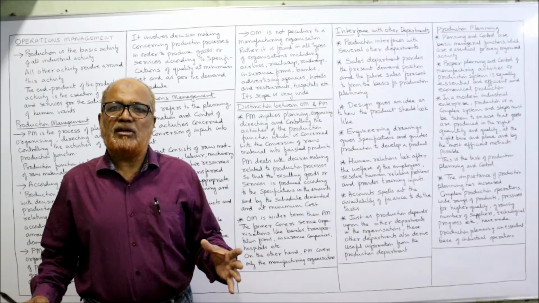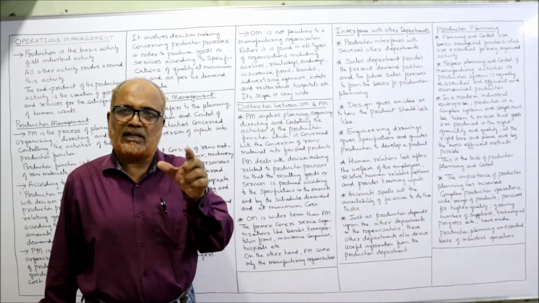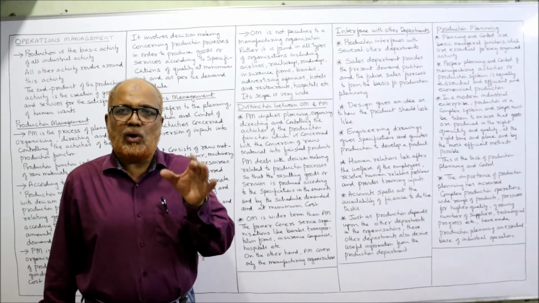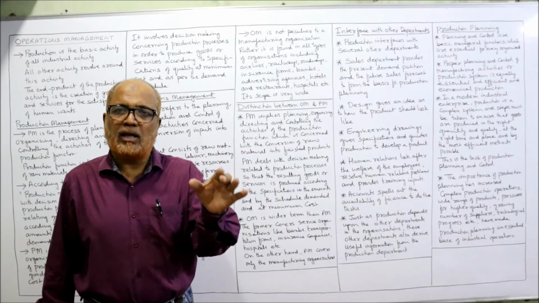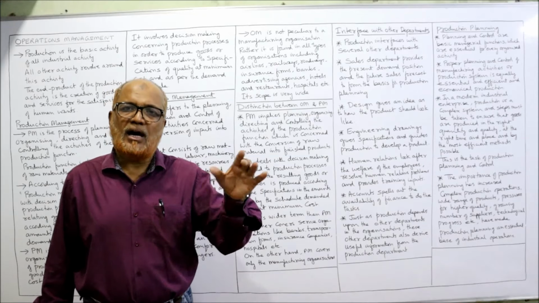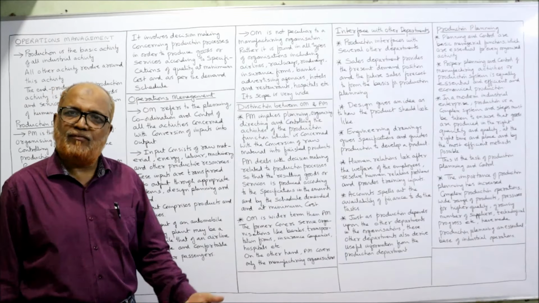So, the production function is concerned with converting raw material into finished goods. That is the production function. In that production function, we have to do the planning, organizing, directing, and controlling, along with the conversion of raw material into finished goods.